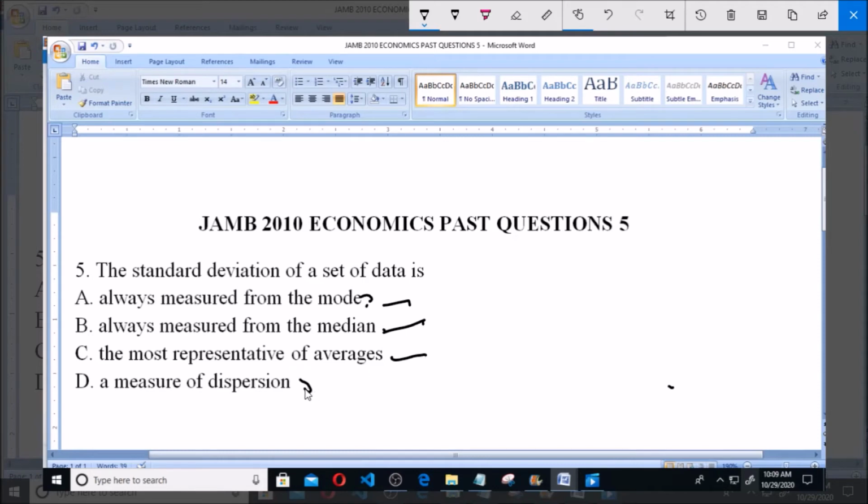A measure of dispersion is the correct answer, because a measure of dispersion is also referred to as a measure of variability. It is the degree of spread of the numerical values in a distribution. It means it measures the variation that occurs in a given set of data. Examples of measures of dispersion include the range, the quartile deviation, the mean deviation, the variance, and the standard deviation.